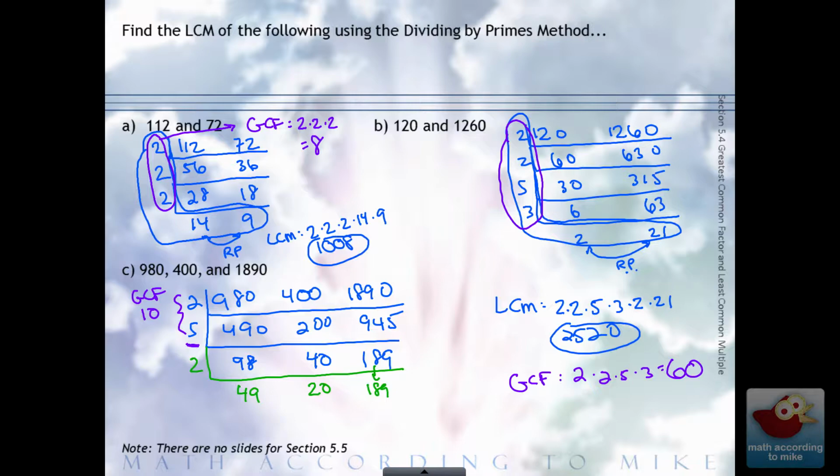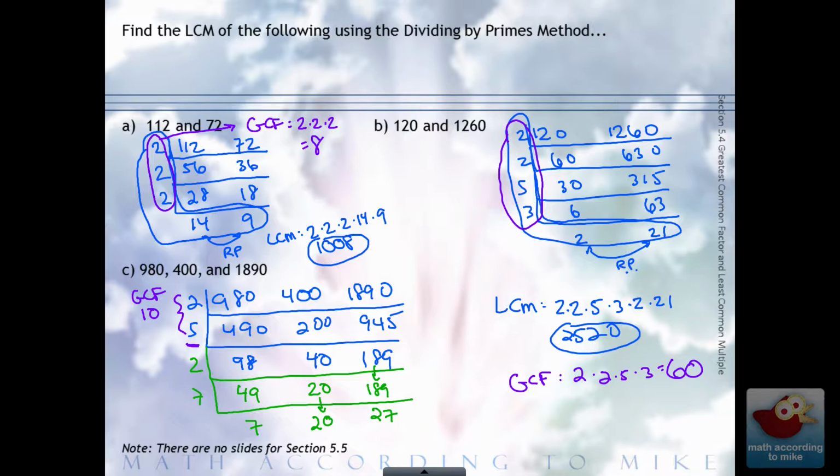So this would be 49, and this would be 20. But 2 does not go into 189, so it just drops down as 189. What are you going to do? Well, we can't do 2 anymore through any of the pairs, but 49 and 189 actually both have a 7 involved. 7 goes into 49 7 times. 7 doesn't go into 20, so what do I do with the 20? It drops down. Then 7 goes into 189 27 times.